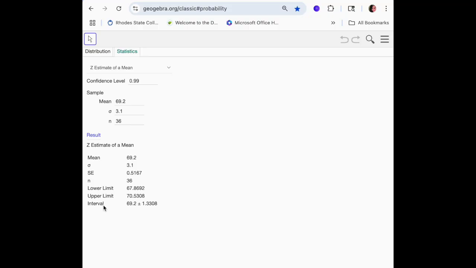And this is how we're stating our interval, right? It's the point estimate, 69.2, and then we add and subtract to get our upper and lower bounds. And there's the error that we got, 1.3308. That was the error that we calculated that we added and subtracted from the 69.2. So this is how you can use GeoGebra to calculate your confidence interval. Or if you want to do it by hand, you can use this to check your work as well.